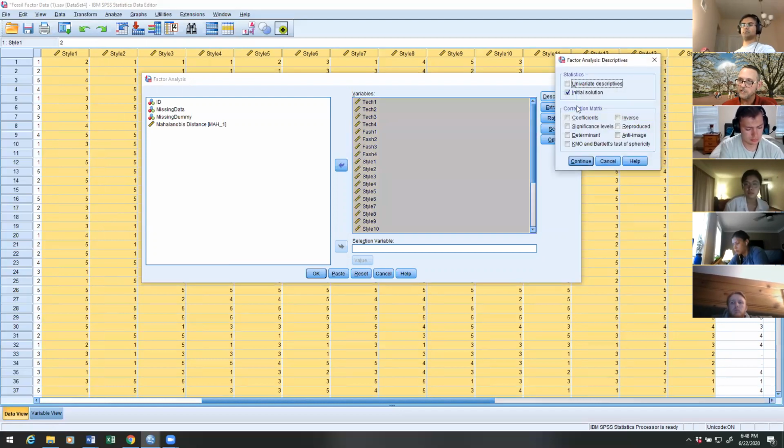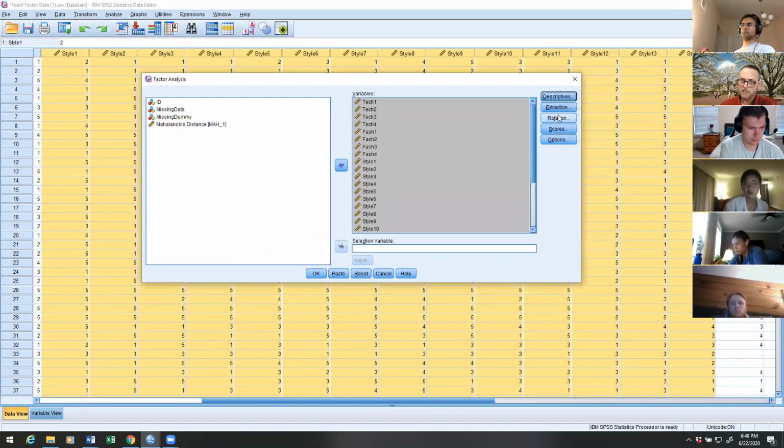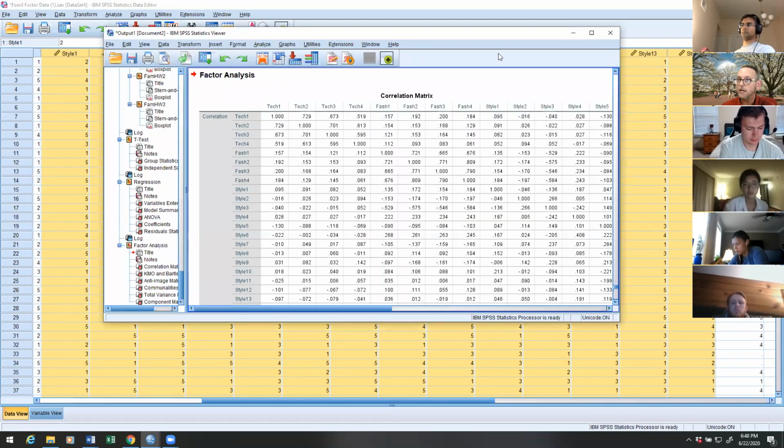So we're going to go into descriptives. We want to do a correlation matrix, we want to do an anti-image matrix, and then the KMO Bartlett's test to start this out. To be honest, we're not particularly interested in the rest of this because we don't know if these variables are even sufficient yet for analysis. So we could check a whole bunch of things here, but we're not ready.